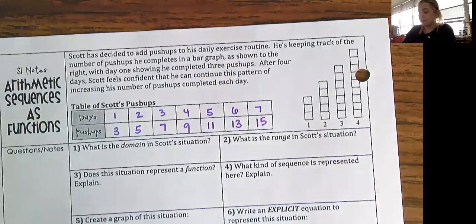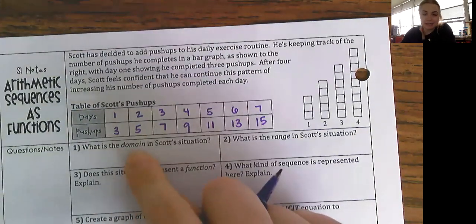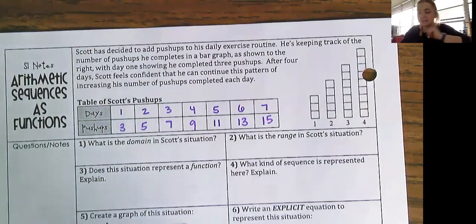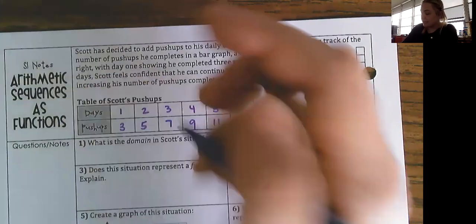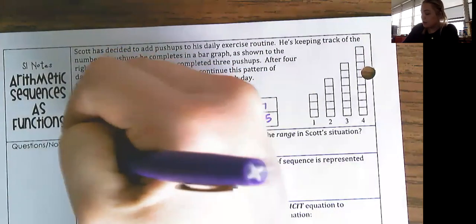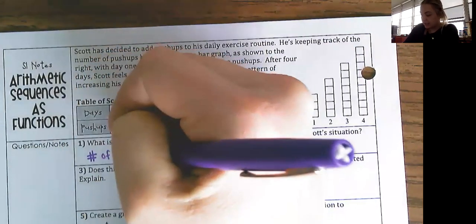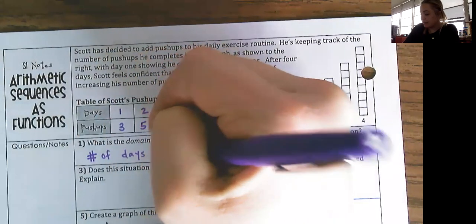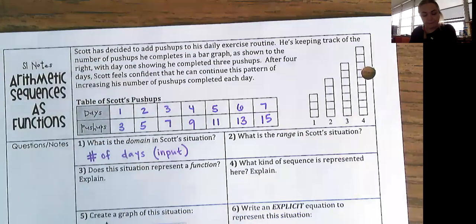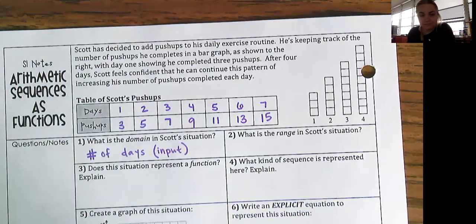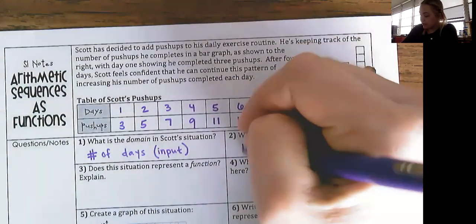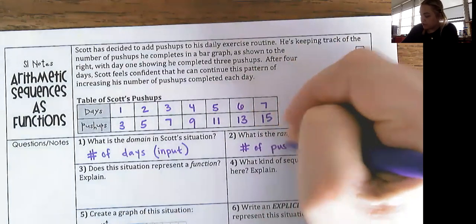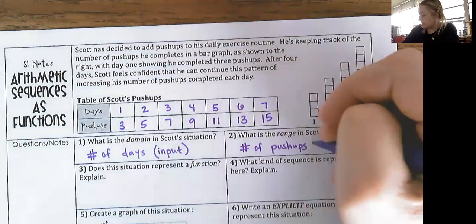Okay, so let's answer some of these questions. What's the domain in Scott's situation? Domain is the input. Domain always comes first. Domain is the x value. So the domain here is the number of days. And in parentheses, I'll remind us that that is the input. What's the range then? Our range is going to be the number of push-ups, and that is the output.